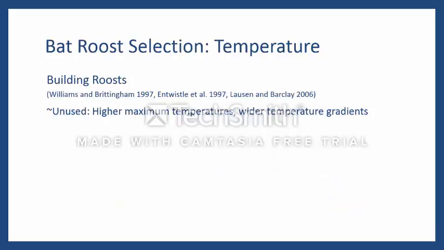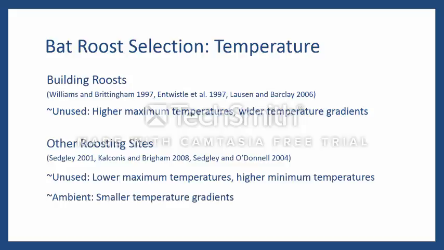So of the studies that have looked at temperature, specifically in the case of roosts that occur in buildings, when they compared roost buildings, so used buildings, to unused buildings, they found that roost buildings had a higher maximum temperature as well as a wider temperature gradient. Whereas other studies have found something a little bit different.